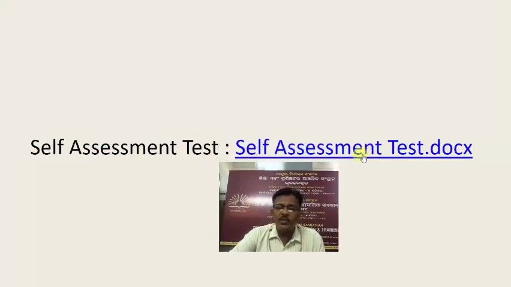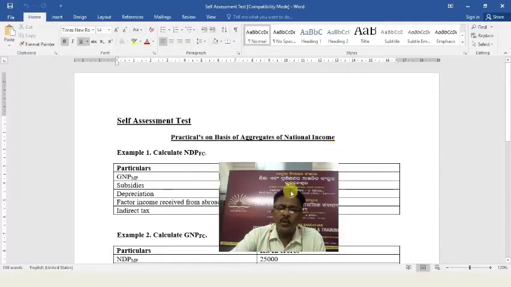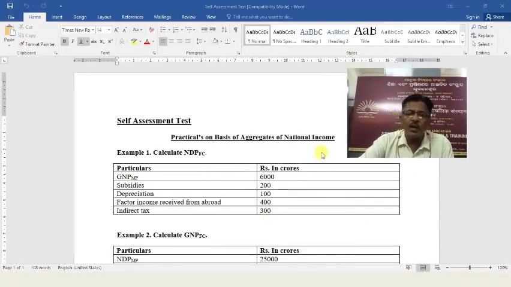So finally, as usual, I have a self-assessment test for you. Be with your copy. You see the question, self-assessment test: practicals on the basis of aggregates of national income. Calculate NDP at factor cost. Gross value is given, GNP at market price. You can see subsidies, depreciation, factor income received from abroad, indirect tax. You can work out in your notebook and check whether you have done it correctly or not.